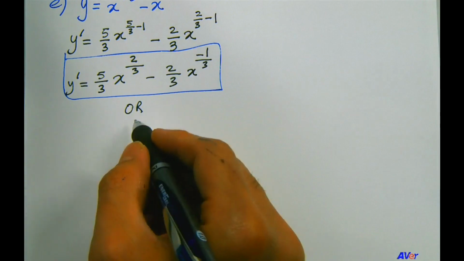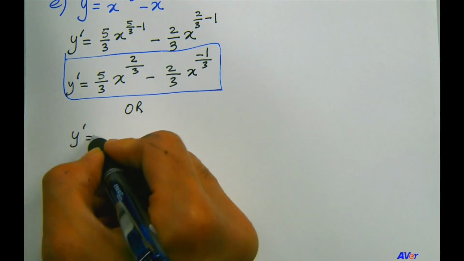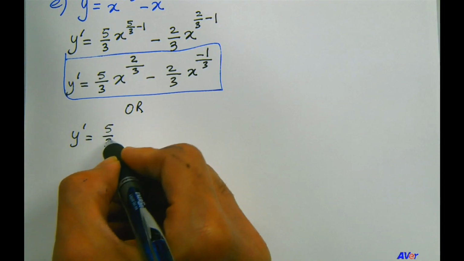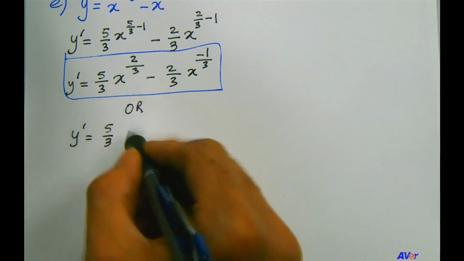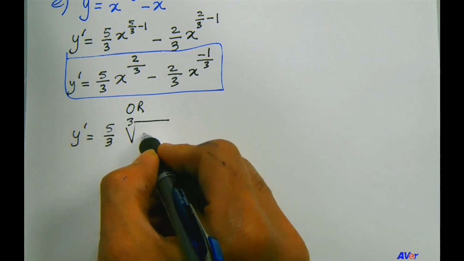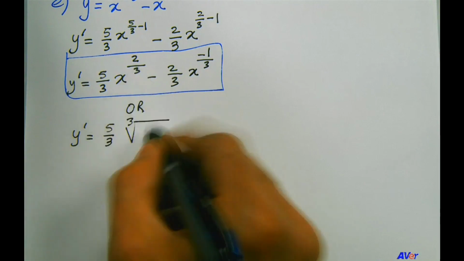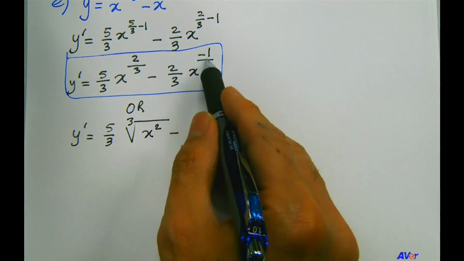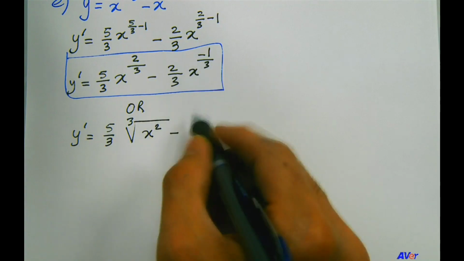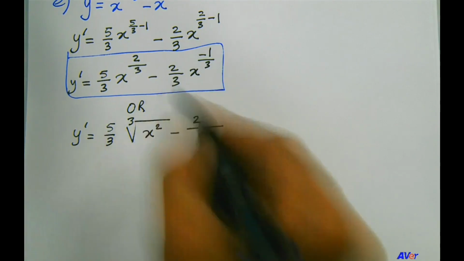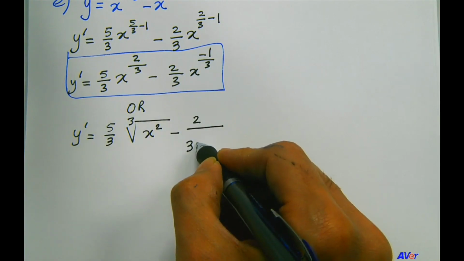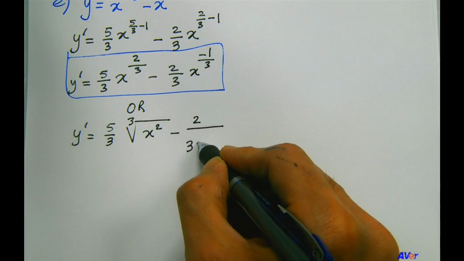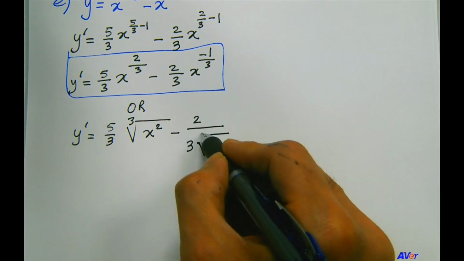So we say, or, y prime equals, so we have 5/3 times the third root of x squared, minus, and here we have a negative power. We want to write that in terms of positive, so we say minus 2/3 times the third root of x. This denominator is the index of the root.